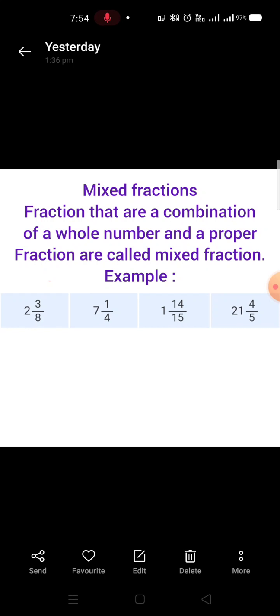Last, mixed fraction. Now fraction that are a combination of whole number and a proper fraction are called mixed fraction. अब इसमें क्या है? Combination of two numbers. First is a whole number and next is a proper fraction. For example, 2 3/8. Now in this 2 is a whole number but 3/8 is a proper fraction. So 2 3/8. This is called mixed fraction. This is a mixture of whole and proper fraction.